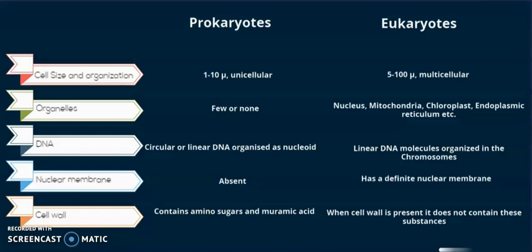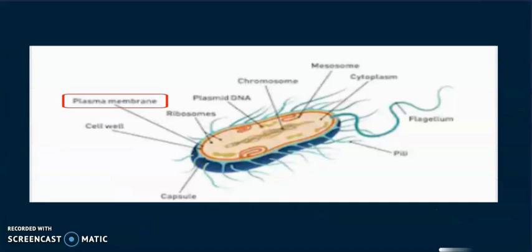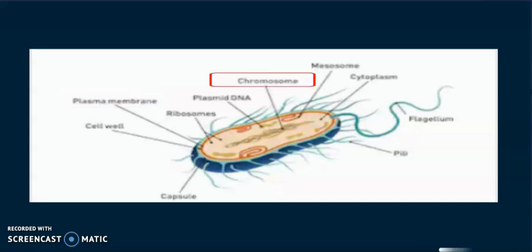Now let's see the structure of prokaryotes. Prokaryotes are outlined by a plasma membrane, which holds all the cell contents in it. It is also called a cell membrane. Then, the nucleoid of the prokaryote. Here it's given chromosome, but the nucleoid of the prokaryote is a definite region in the center which is not covered by a nuclear membrane but has the DNA in a very condensed form.